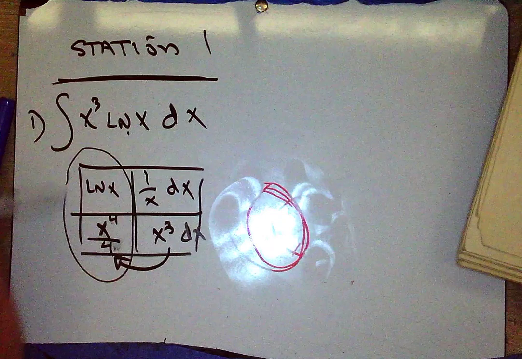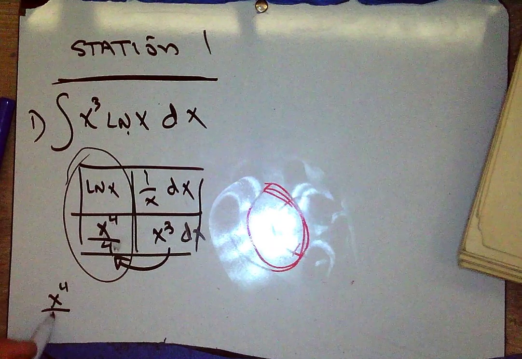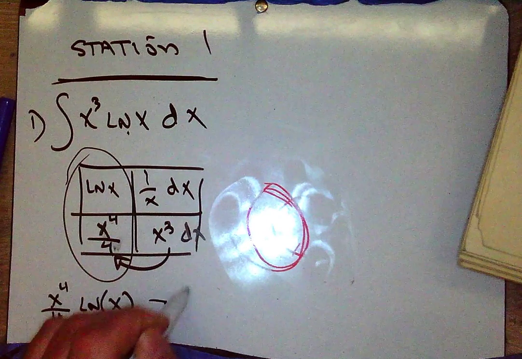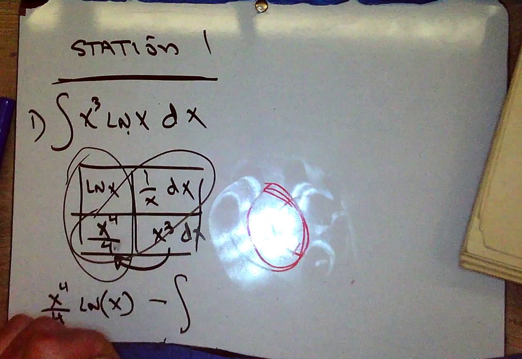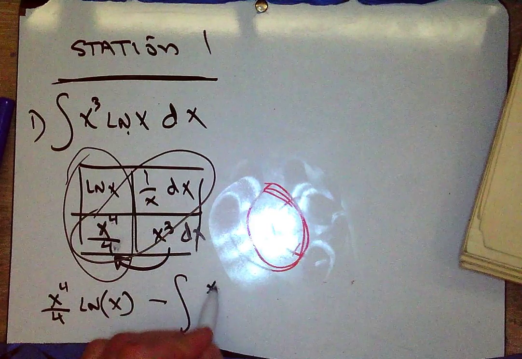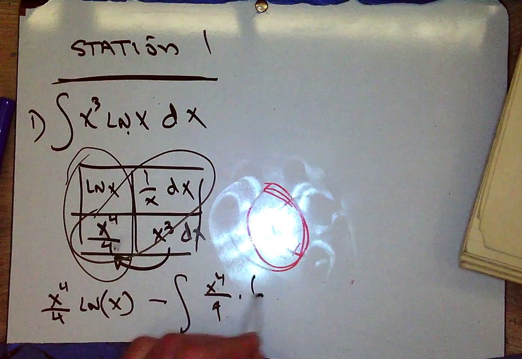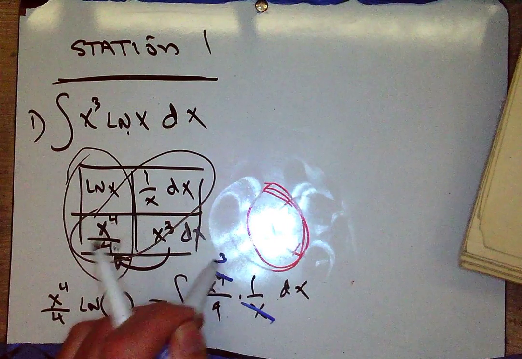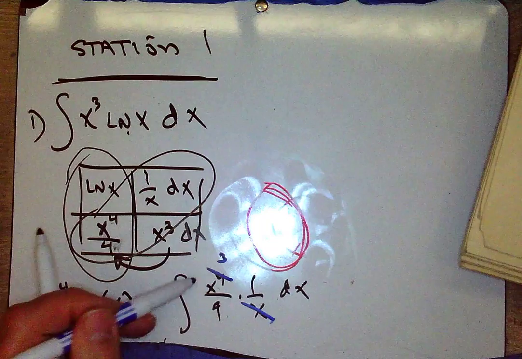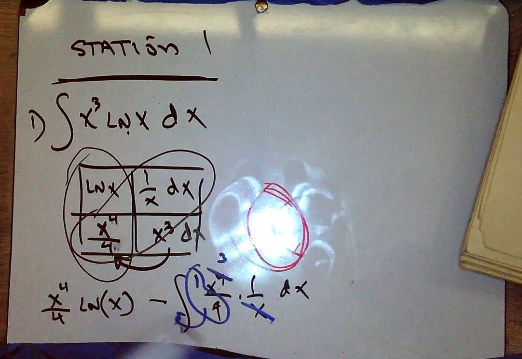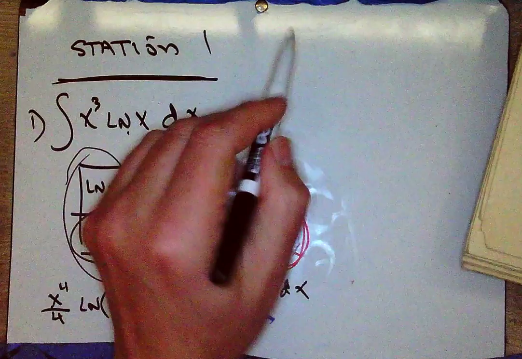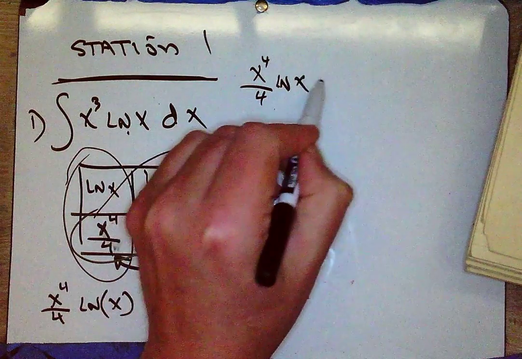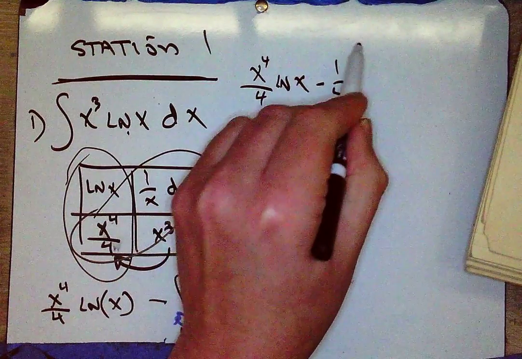So our recipe is this times this, x to the fourth over 4, ln of x, minus the integral of this times this. Okay, so I'm going to have x to the fourth over 4 times 1 over x dx. And here I see that, in fact, I can cancel one of those. In fact, I can even pull this constant out in front. And so that's what I'm going to do. I'm going to have x to the fourth over 4, ln of x minus 1/4.